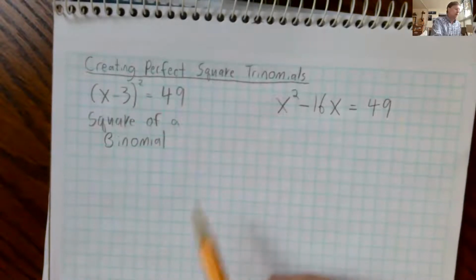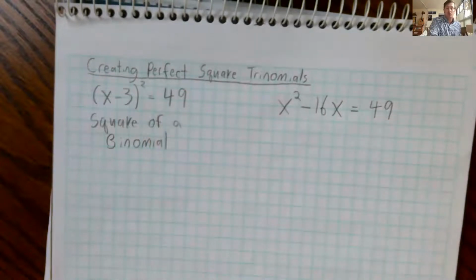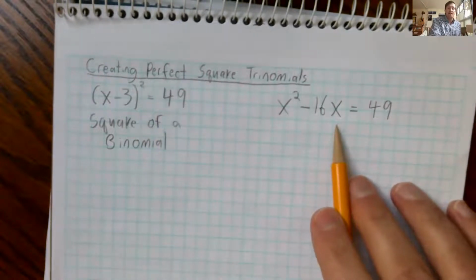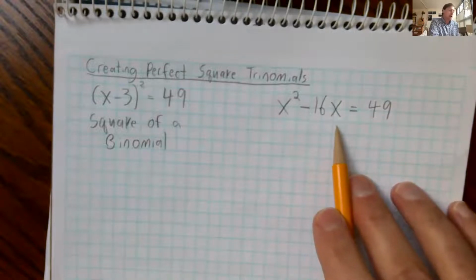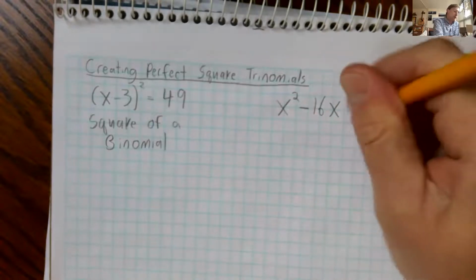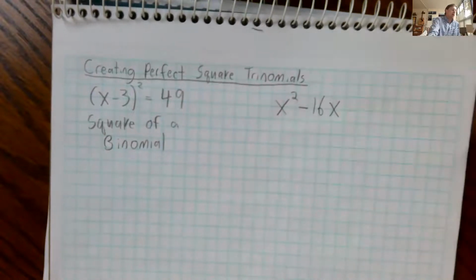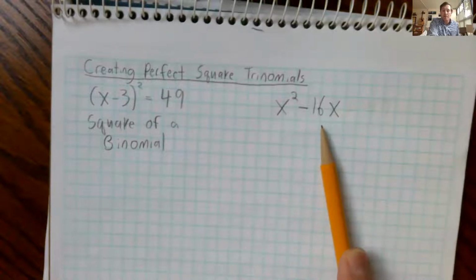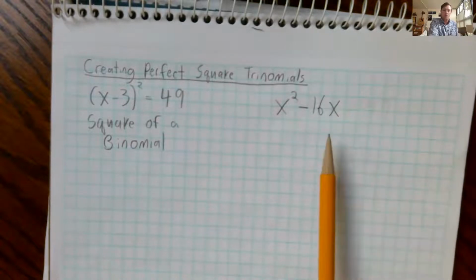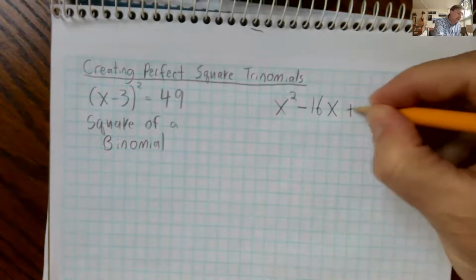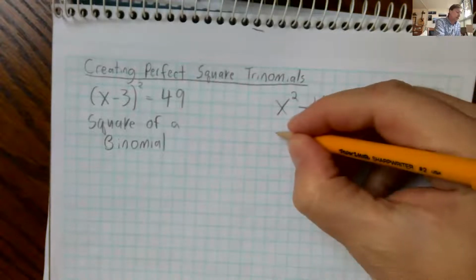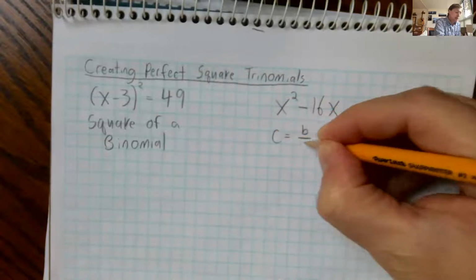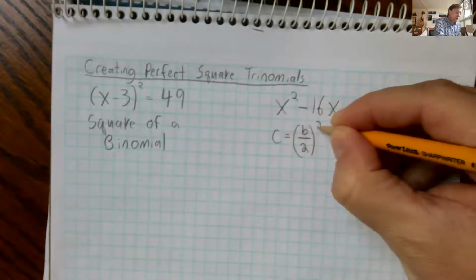Here's what we are going to do. This is called creating a perfect square. We need to find a C term to add on to this side of the equation. I'm not even worried right now about the answer. What I'm trying to do is create a perfect trinomial with this here. And what I need to do is add a C term. And lucky for us, that C term is in the formula of C equals B over 2 squared.